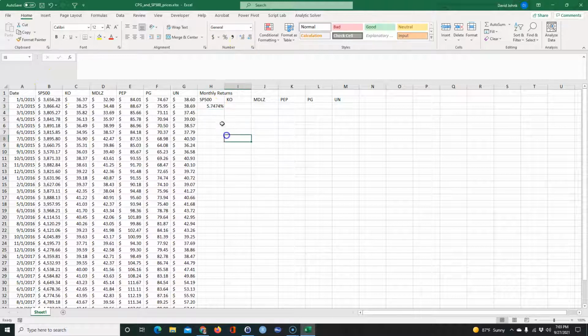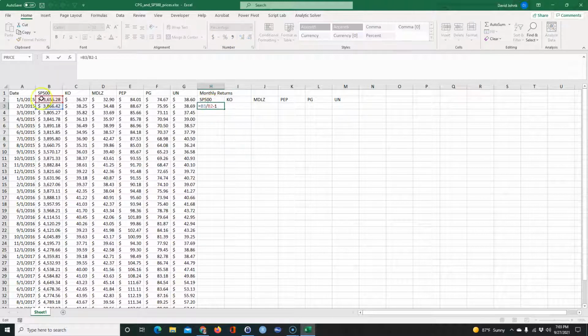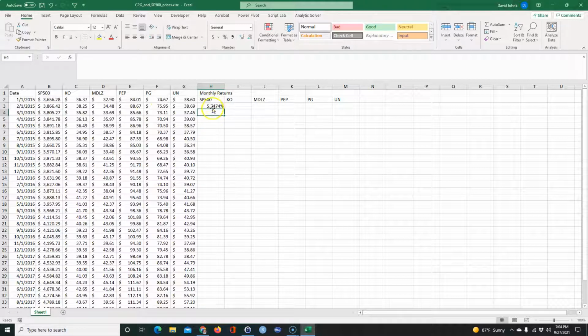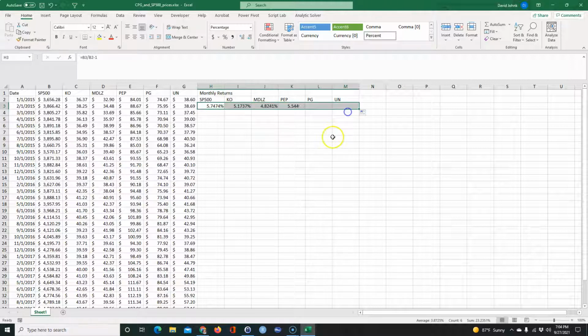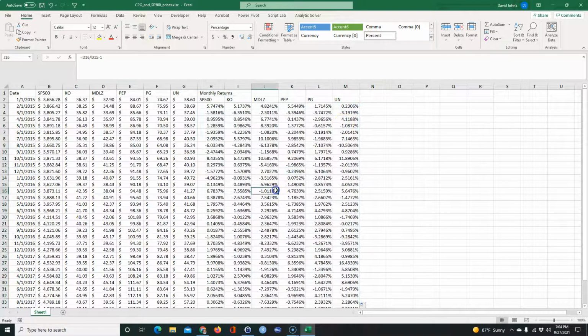Take it out a few places. And you can see from January 1st, 2015 to February 1st, 2015, it went up to around $210, so it should be a positive return. And we do get a positive return of 5.7474%. And we can take this across and then copy it down. And we have all the returns.